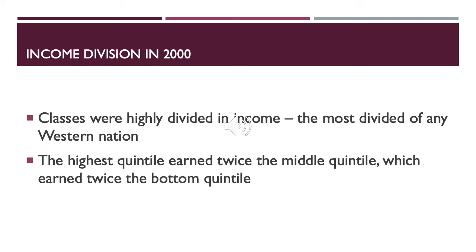As we were talking about last time, this reading deals with incomes from the 1970s to the year 2000. This is very dated, so please bear in mind that I've recorded some updated figures. In 2000, classes were highly divided in income, the most divided of any Western nation. The highest quintile earned twice the middle quintile, which earned twice the bottom quintile.